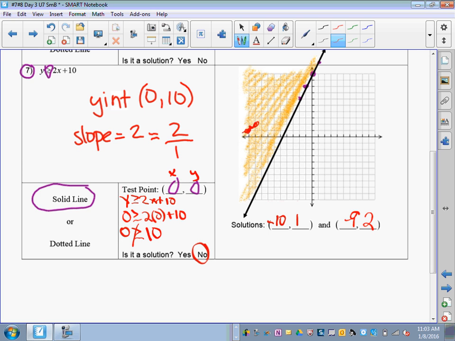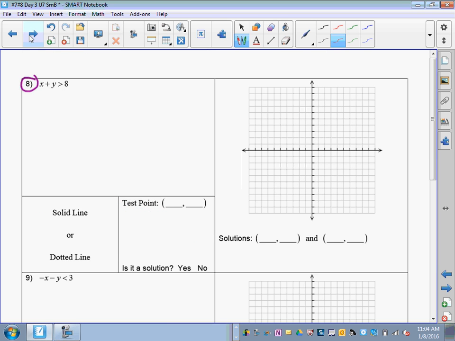Okay, questions on this one? Naaman wanted to know how do we know which side is colored in. So we tested our point 0, 0, and it was not a solution, so I'm going to shade the other side. 0, 0 is here. It is not a solution, so I shade the other side of my graph. All right, other questions on this before we move on? All right, next problem.